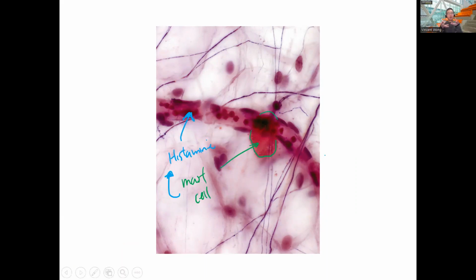Okay, that's why it's a localized type of event, right? It doesn't spread throughout the entire body. It just happens where the injury is. It just happens where the infection is occurring.